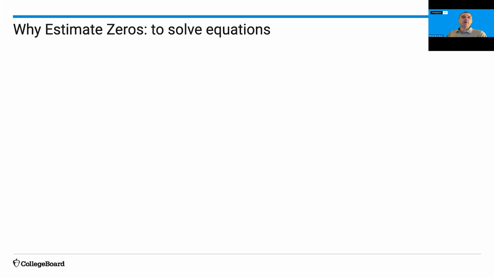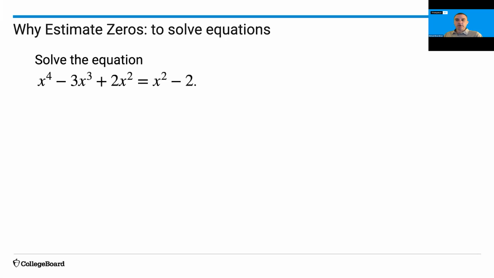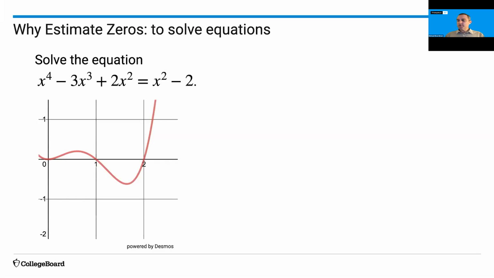So first, let's talk about why we would care about estimating zeros. One thing that you've had to do in your calculus classes and your algebra classes is to solve equations such as the one you see on the screen, x to the fourth minus 3x cubed plus 2x squared equals x squared minus 2. How you would solve that with your graphing calculator is you would graph the function whose expression is on the left side of that equation, and then graph the expression on the right side, and look for the point of intersection between those two graphs. When we find that point of intersection, the x value is 1.2882, approximately.